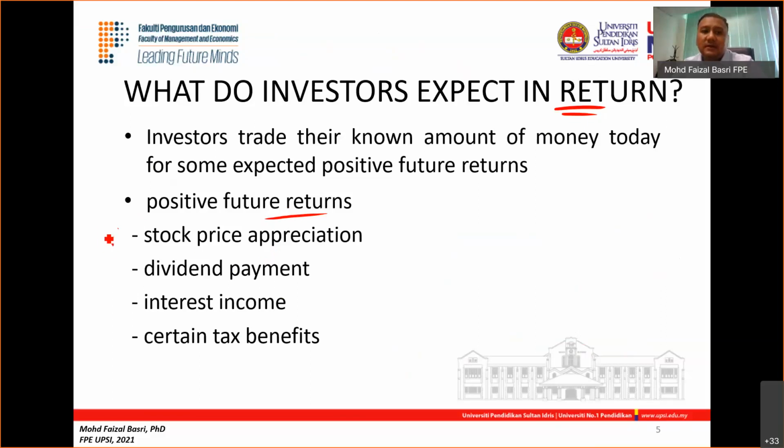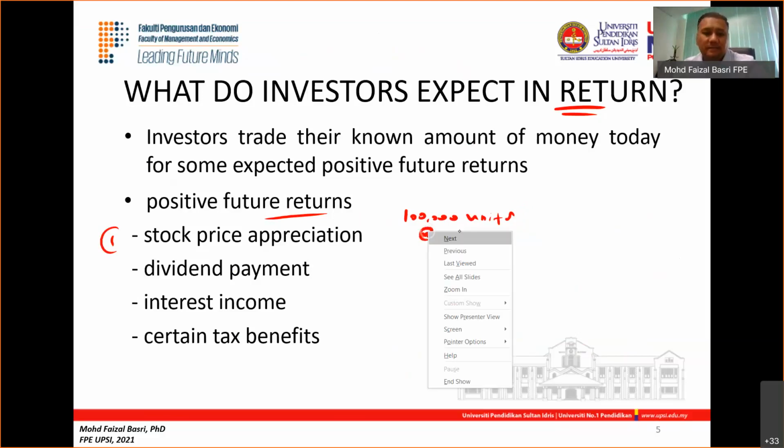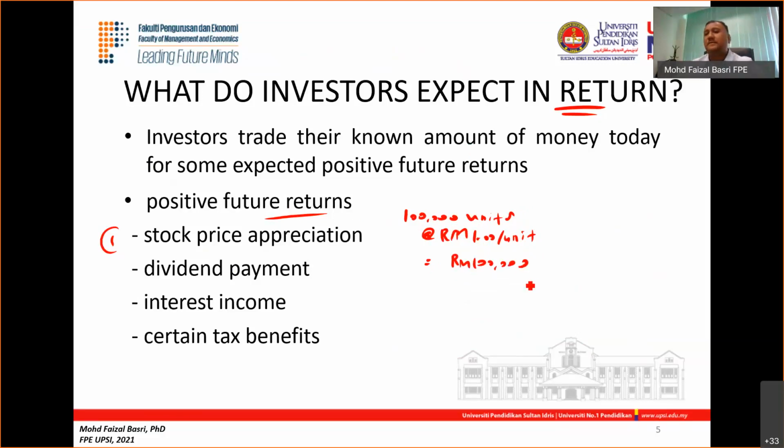Number one, price appreciation. It's not only about stocks; in any type of investment, they want to have price appreciation. So what does price appreciation mean? The increment in the value of the investment. I'll give you a simple example. Let's say I invest in stocks and I purchase 100,000 units of stock of one company, at a certain price in ringgit per unit. So the value of my investment currently is that amount in ringgit.